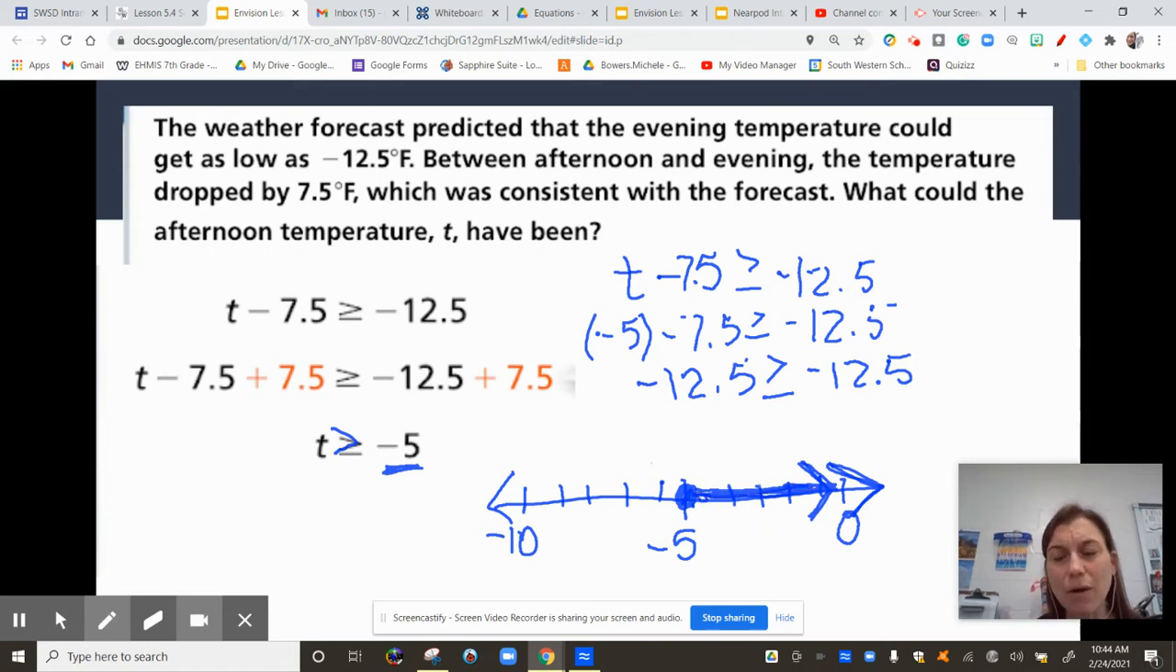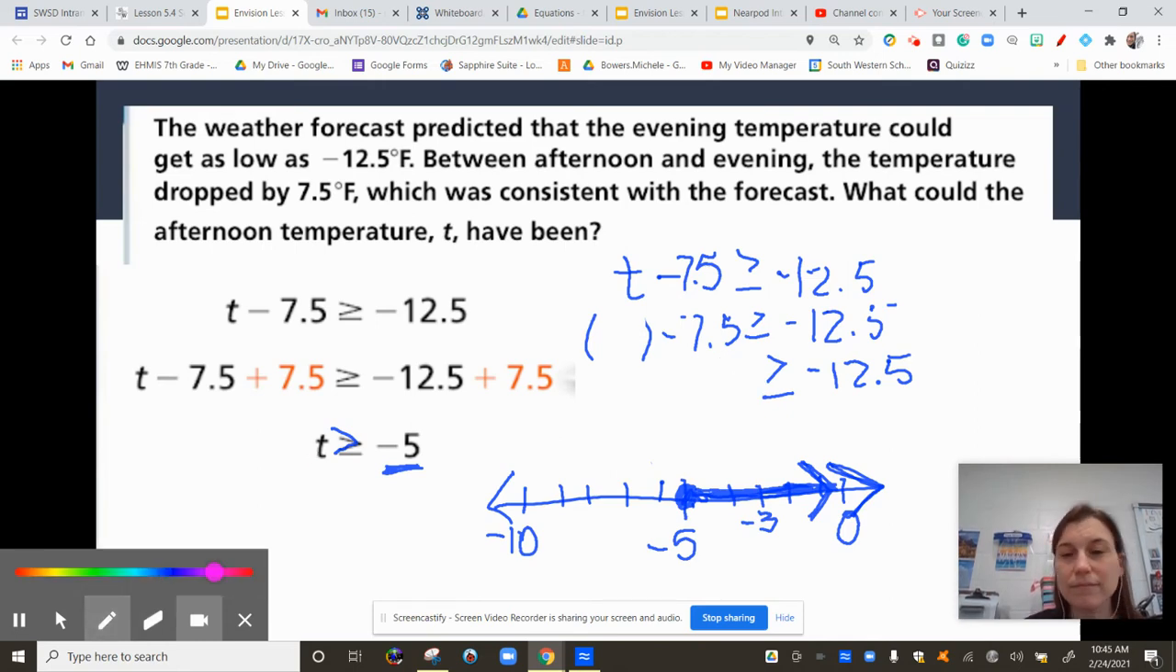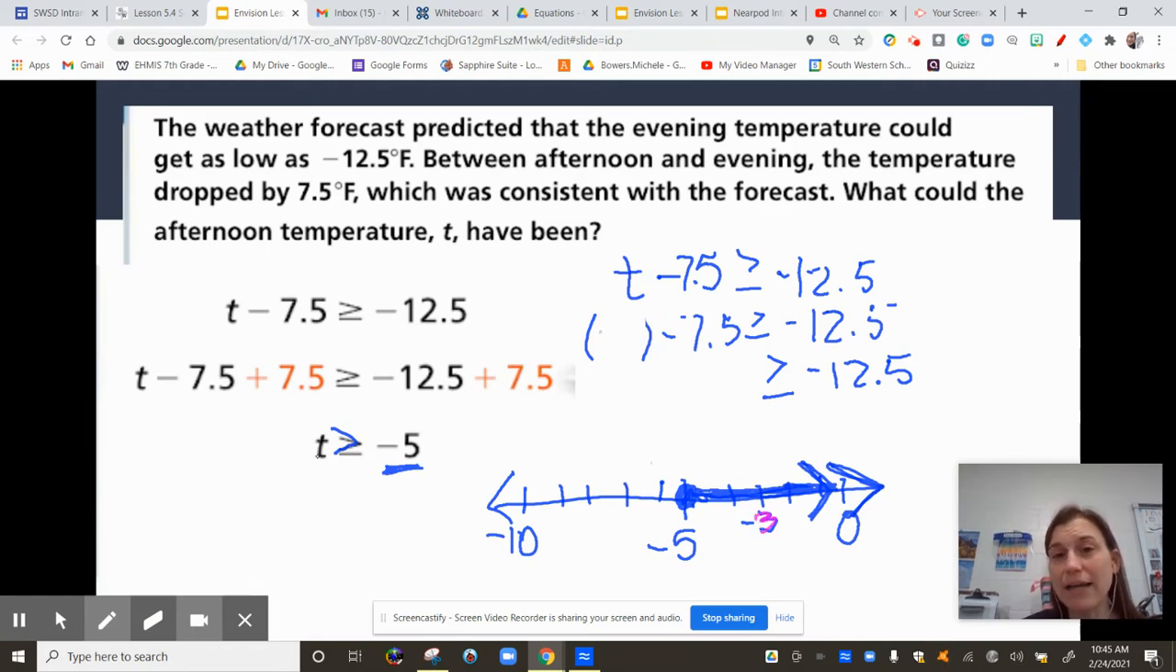So notice how when I have inequalities, I actually have to do the check twice. I'm going to pick a number that is on the right-hand side here, like -3, and I'm going to put it in the inequality. Since I have screen, I get to erase. You have to write it again. So I'm going to use -3 now. So if I rewrite the inequality, and then I use -3 as a solution instead. -3 minus 7.5 is -10.5.